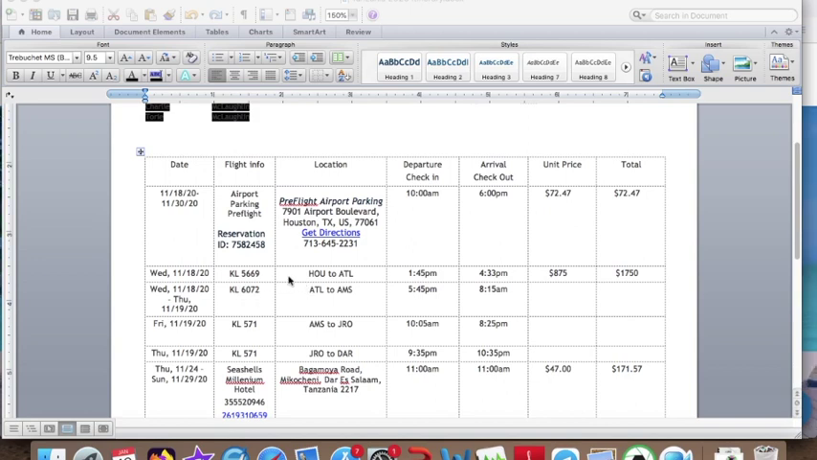Plus, flight times may change. They may get delayed. Anything could happen such that you would need to be able to quickly access what's going on with your particular flight.